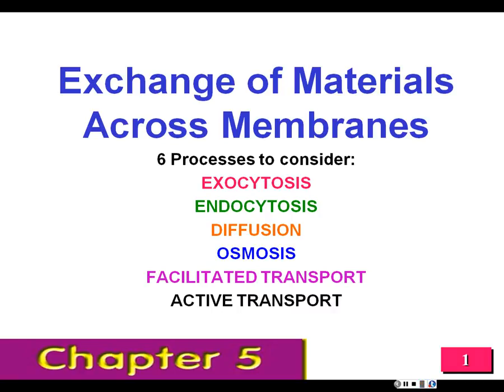And then we're going to have not just facilitated transport, but active transport, okay? Active transport says we got to have something to help it get across. So we got to have some energy to help it get across. So we're going to look at exocytosis, endocytosis, diffusion, osmosis, facilitated, and active transport.